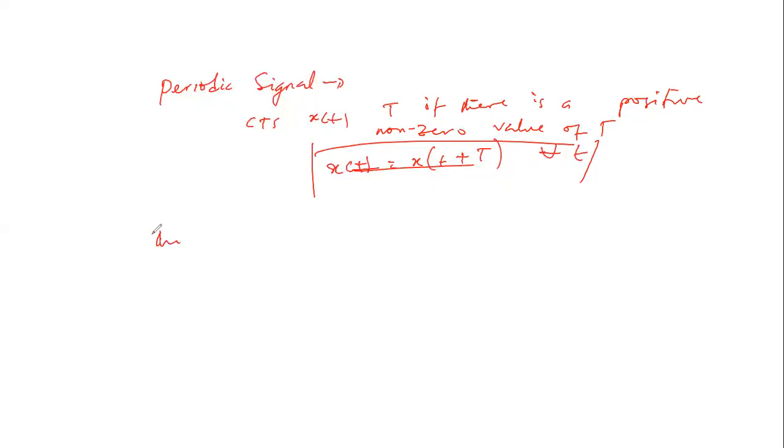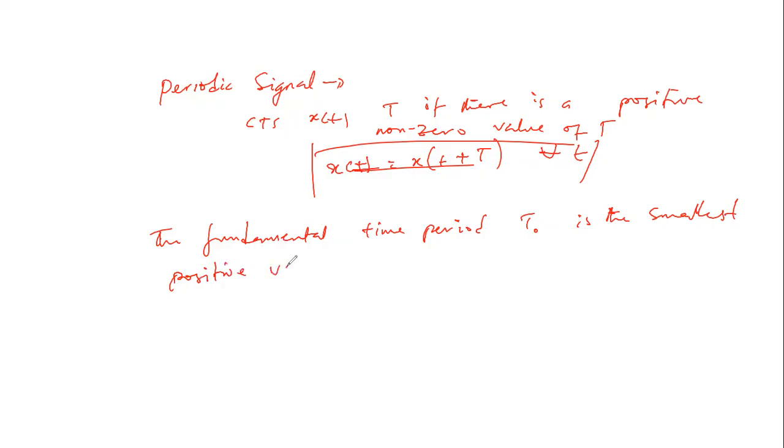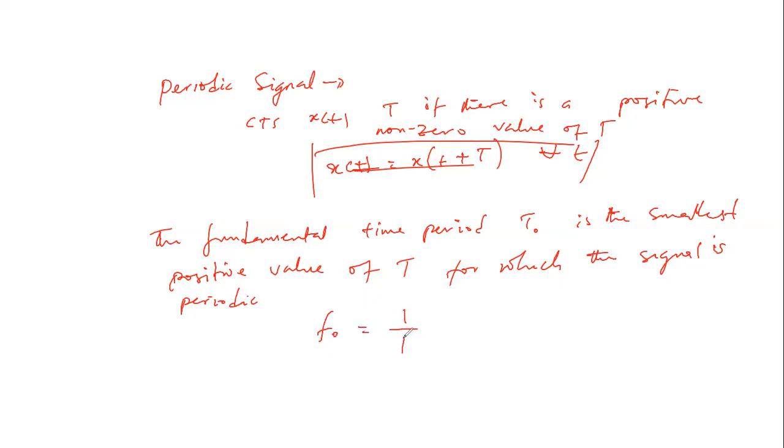And now the fundamental time period, T naught, is the smallest positive value of T, so value of T for which the signal is periodic, such that the fundamental frequency is the same as the inverse of the fundamental time.